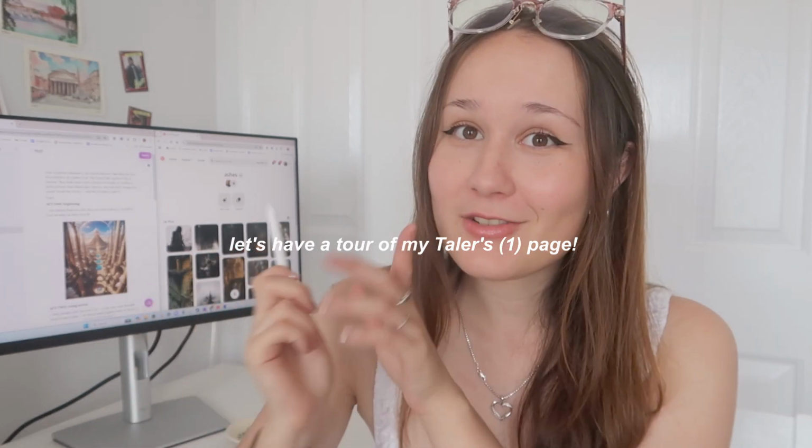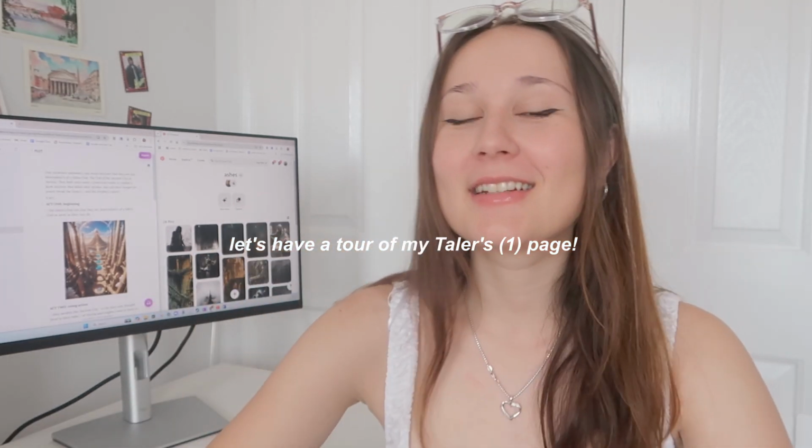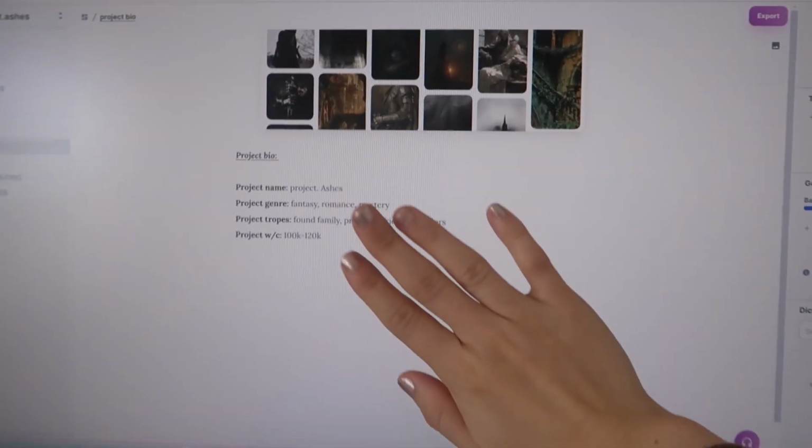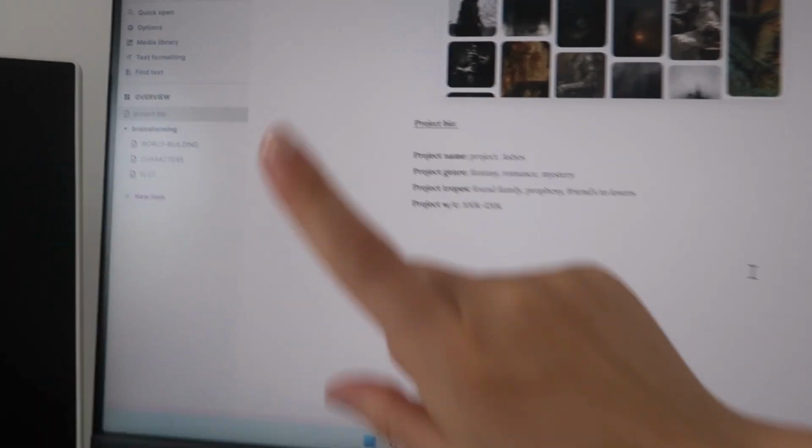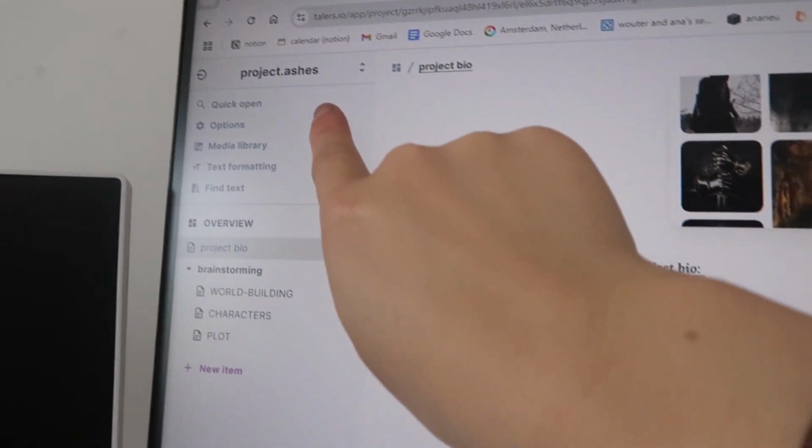And I actually want to be quickly showing you guys my Tailors page right there in the background to kind of give you a little taste and overview of what we're going to be getting into in today's video. So let's go ahead and get onto it. Alrighty besties, so this is actually my brainstorming planning page on tailors.io. It's called Project Ashes.